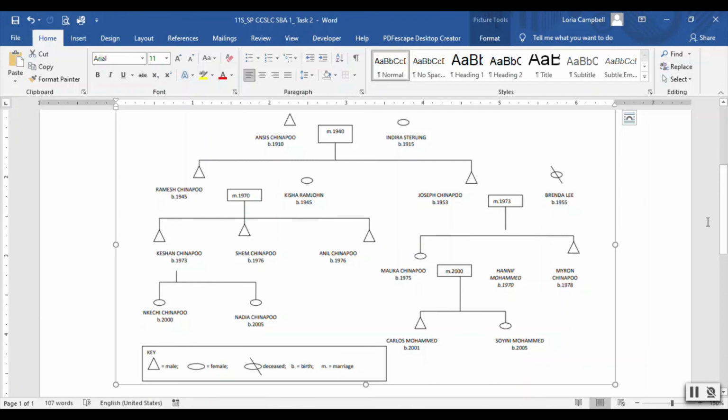All right, so that's it for today. And the next task we will be moving on to is Module 2, Task 1.